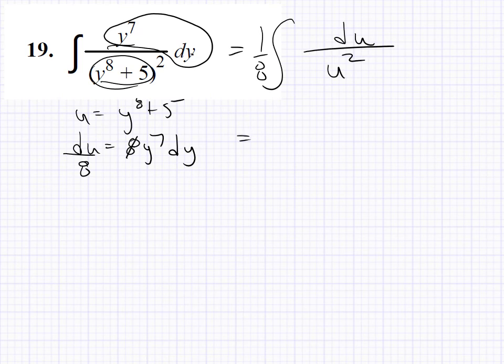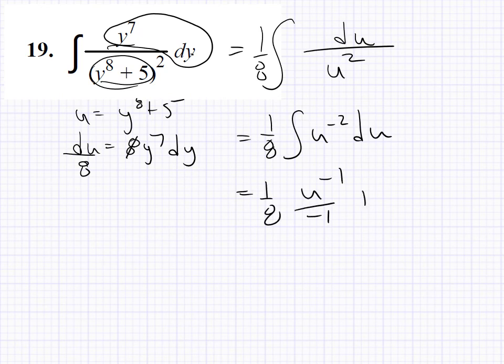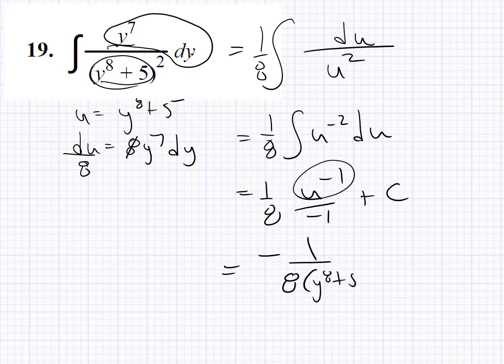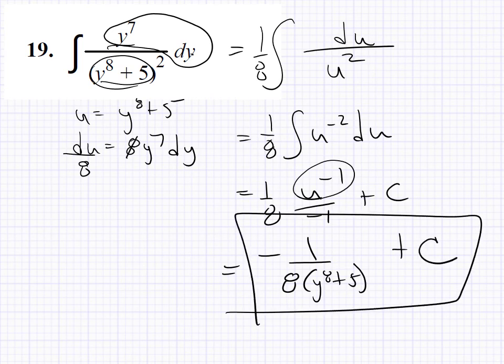Well, to integrate u squared in the denominator, I have to bring it up to the numerator first, so u to the negative 2. Then again, I'm just going to use power rule, which will be u to the negative 1 over negative 1 plus c. Remember, add 1 to the power and divide. So then I end up with negative 1 over 8u, because I'm going to bring this to the denominator since it's got a negative exponent, u being y to the 8th plus 5 plus c. And there's my answer.